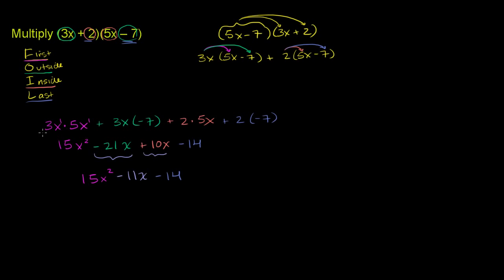3x times 5x, that's this right over here. If we do 3x times negative 7, that's this term right over here. If you do 2 times 5x, that's this term right over here. If you do 2 times negative 7, that is this term right over here. So we got the exact same result that we got with FOIL. Now, FOIL can be faster. If you just want to do it, you can skip to this step. I think it's important that you know that this is how it actually works, just in case you forget this when you're 35 or 45 years old and you're faced with multiplying binomials. You just have to remember the distributive property.